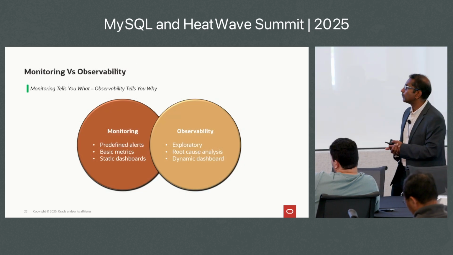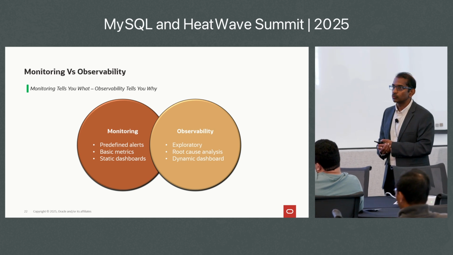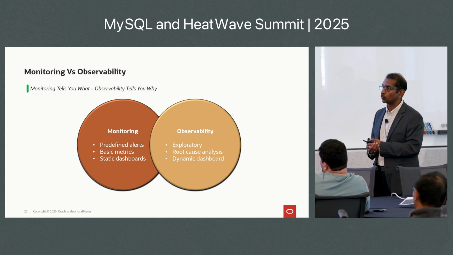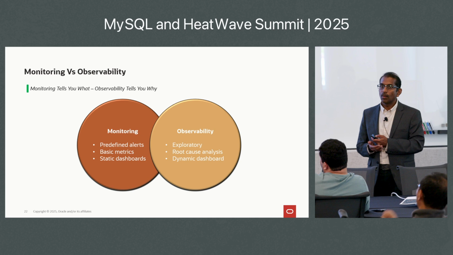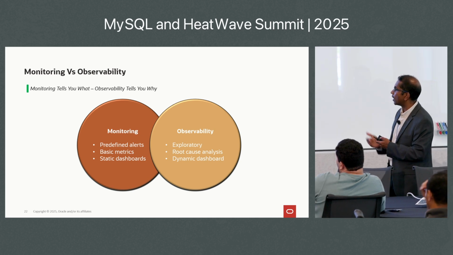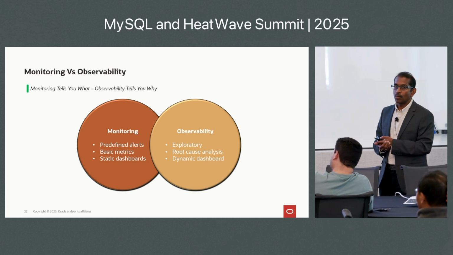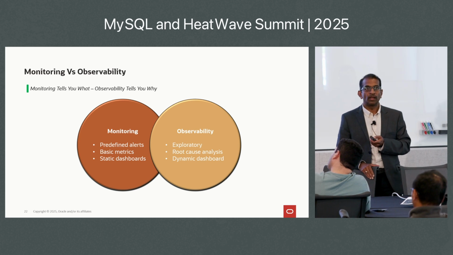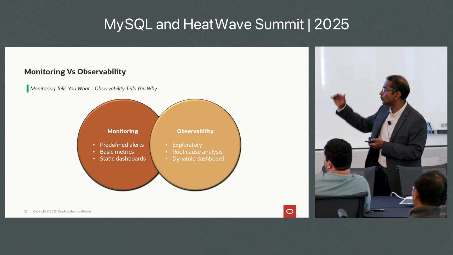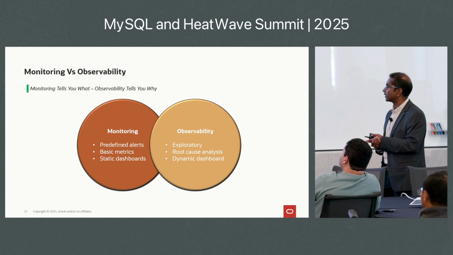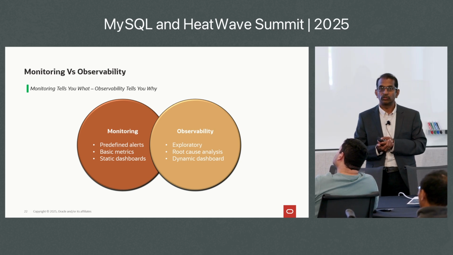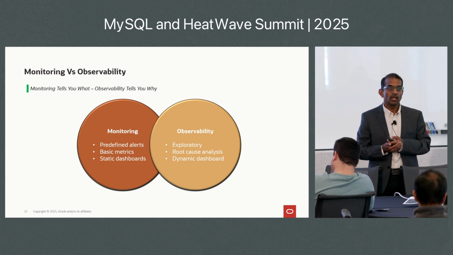Now the difference between monitoring and observability. Monitoring tells you what, and observability tells you why. So we need to go deep. Monitoring essentially is a set of predefined alerts and metrics, so you get to know what is happening. But why it is happening is where you need to look at observability. It is more of an exploratory tool wherein it gives you the root cause analysis and also gives you dynamic dashboards.